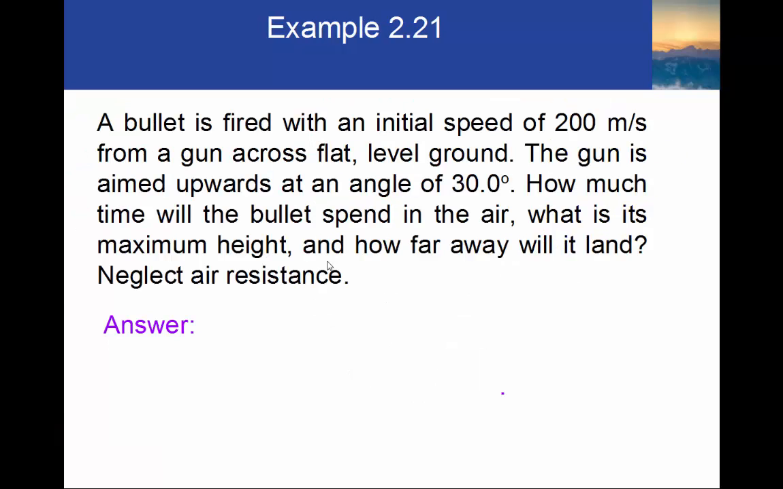All right, so our second example for projectile motion is this example 2.21. And this time it basically says that you have a bullet, it's being fired with an initial speed of 200 meters per second. It's being aimed more or less upwards at an angle of 30 degrees. Presumably it's 30 degrees above the horizontal. And so it asks us, how much time is the bullet going to spend in the air? What is its maximum height? And how far away will it land, neglecting air resistance?